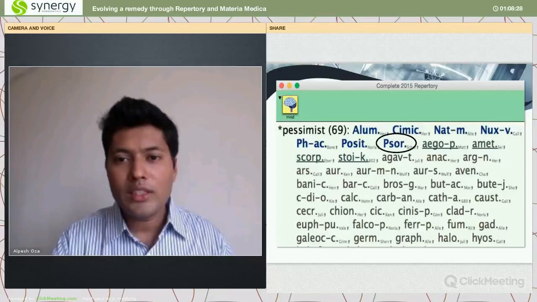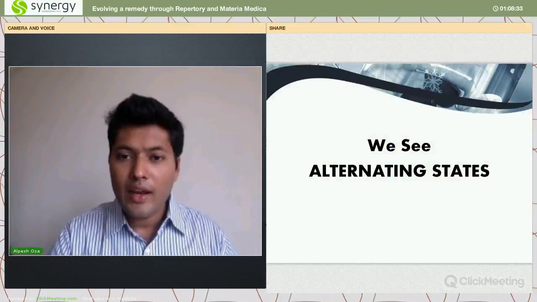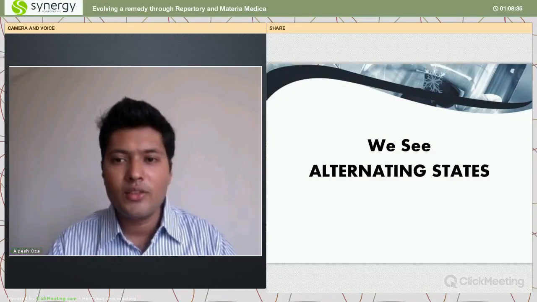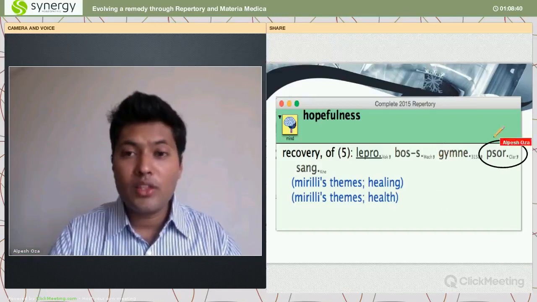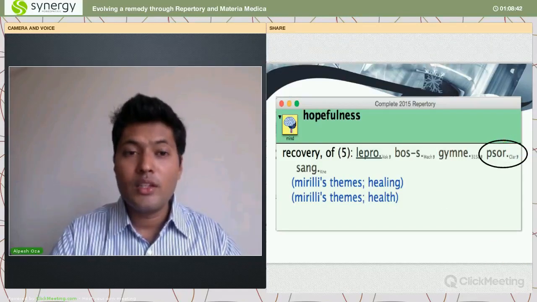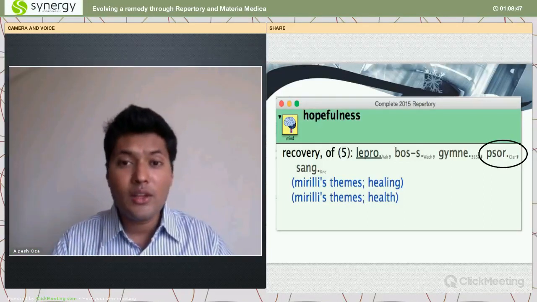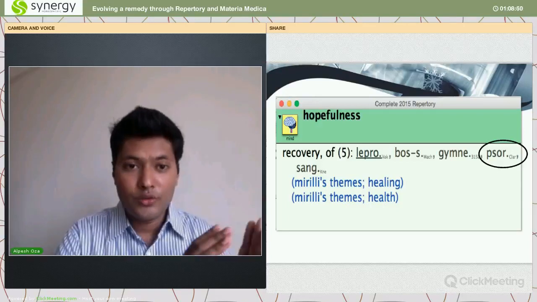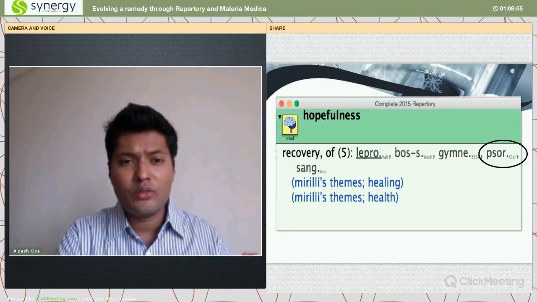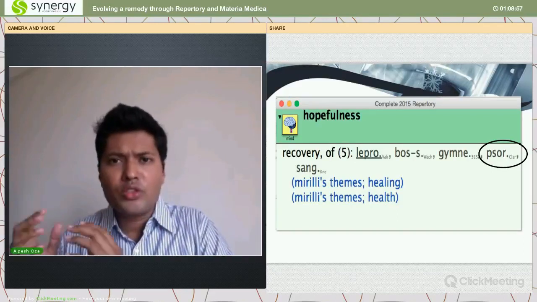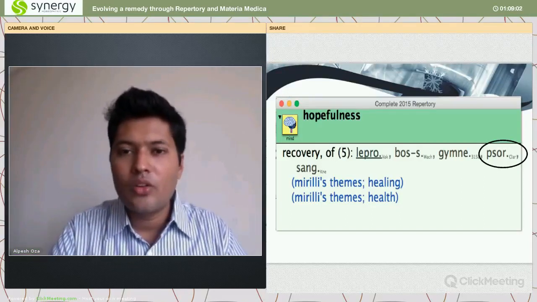So on one side we see complete negative thoughts, and it has an alternating state. On the other hand, we'll see hopefulness about recovery. Again, we see the remedy Psorinum. So here we see these alternating states in mind as well. On one side, a lot of despair, discouragement, pessimism, negative thoughts, and on the other side, he's very much hopeful: no, he'll recover, this thing will happen. We see these alternating states.